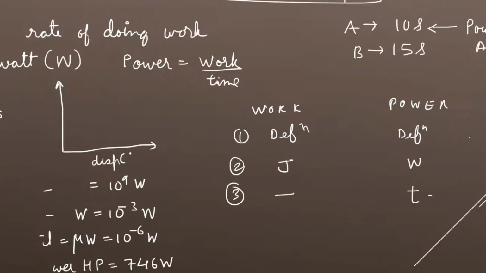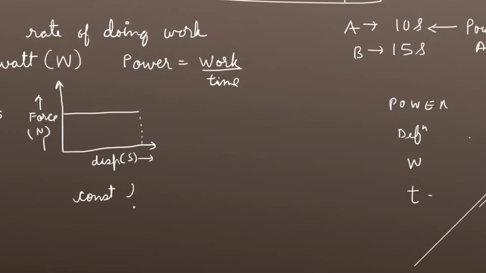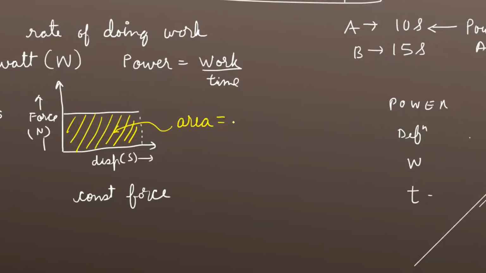So this is displacement and this is force. What is this graph indicating? There is a constant force. Now, what is this shaded thing representing? Area. What shape is that? Rectangle. And the area is length into breadth, that is force into displacement, which is work. So for a force and displacement graph, the shaded part gives you the work done.